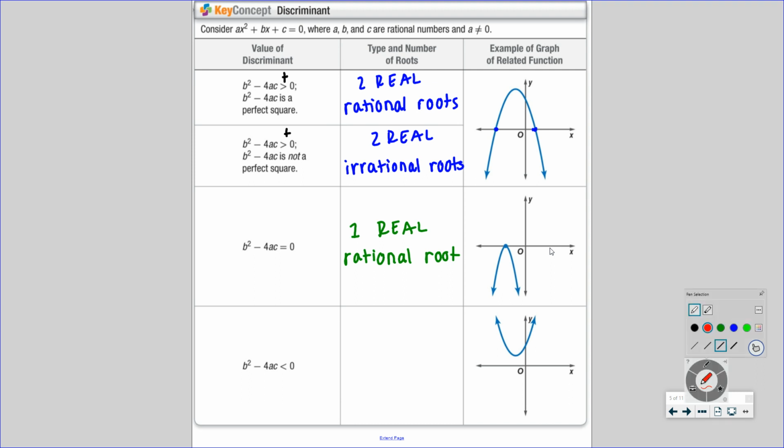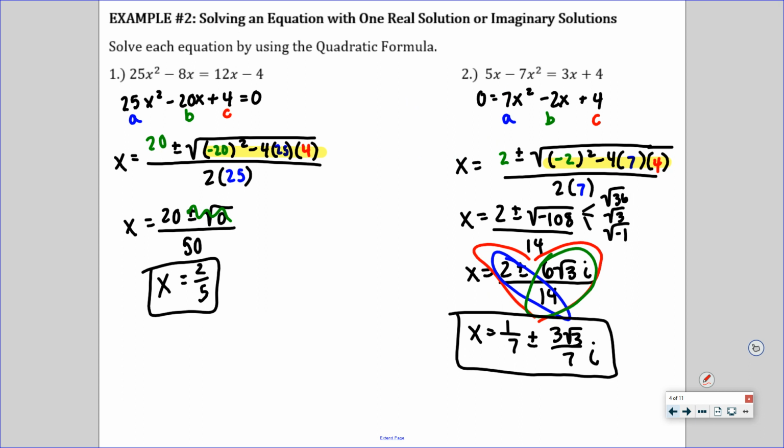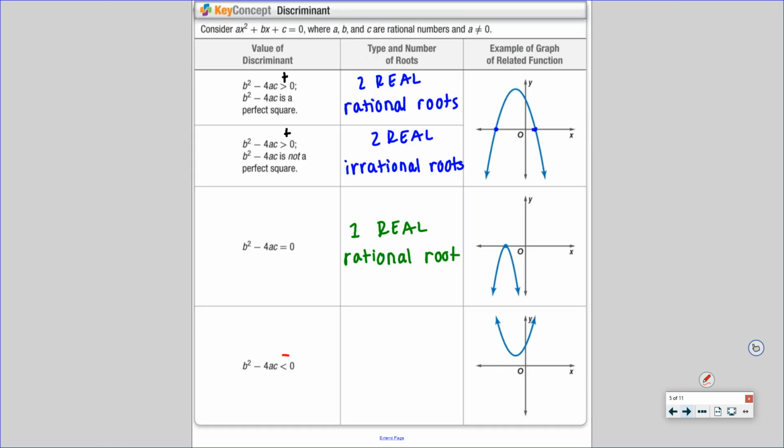Okay. And then the 4th case scenario is if our discriminant ends up being less than 0, or another way to think of that is our discriminant ends up being negative. What type of solutions do we have? Imaginary solutions, but no x-intercepts, right, because they're imaginary. So we have 2, you could call it complex or imaginary solutions.